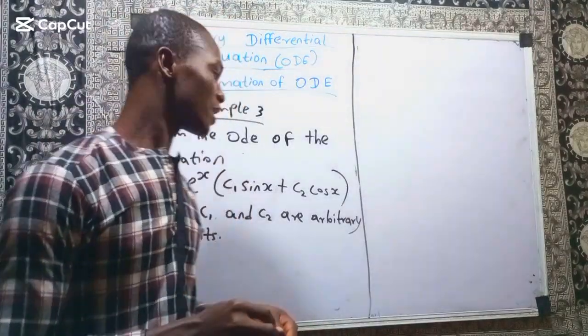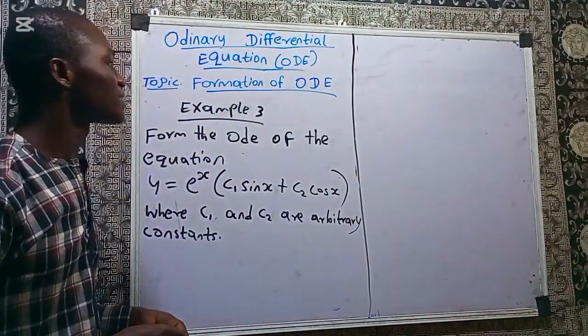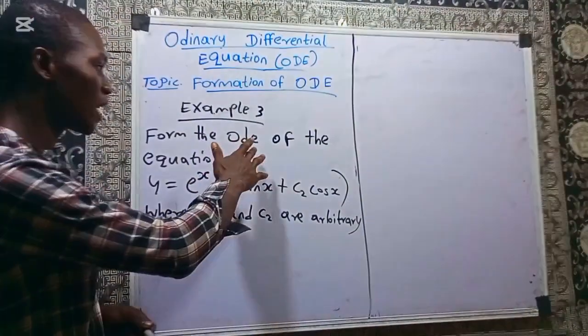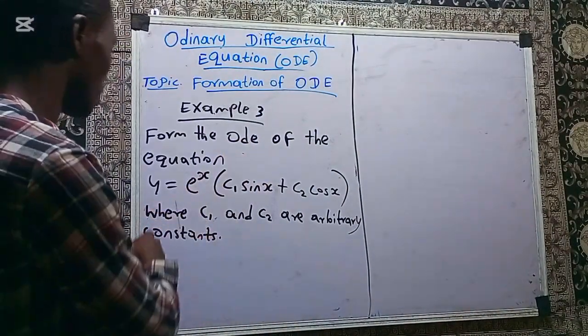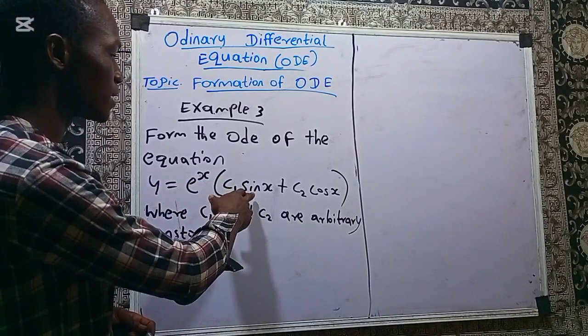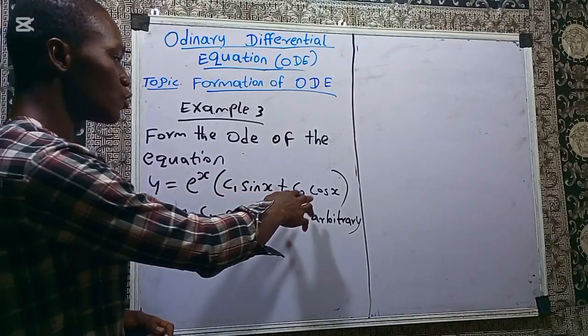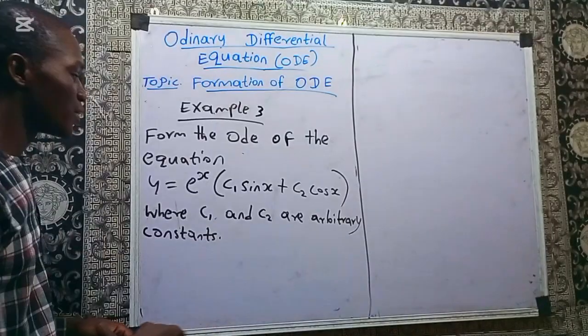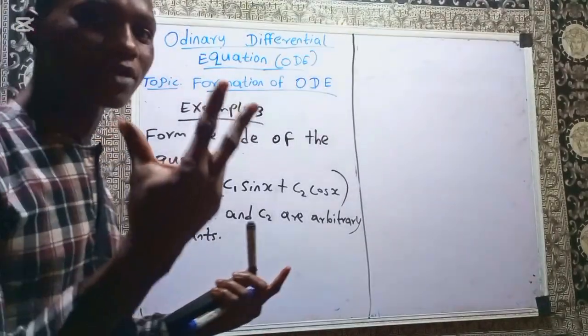Hello and welcome back. Let's look at this example 3. In example 3, they asked us to form the ODE, the ordinary differential equation, of the equation y equals e^x (c1 sin x + c2 cos x), where c1 and c2 are arbitrary constants. So you have two arbitrary constants.